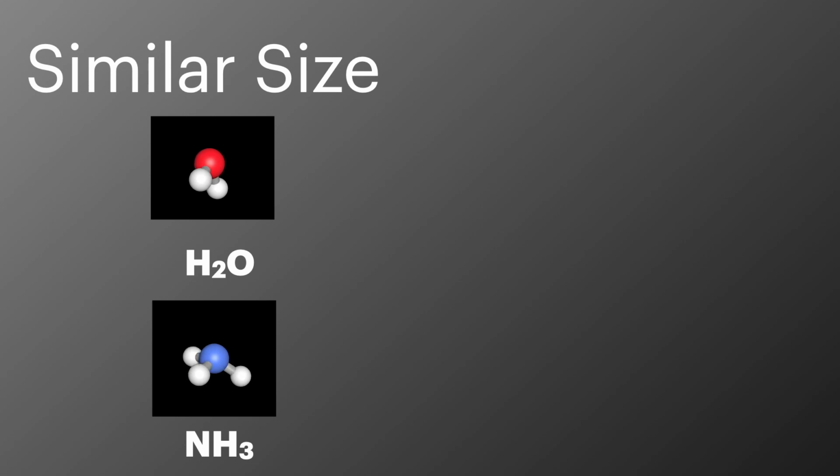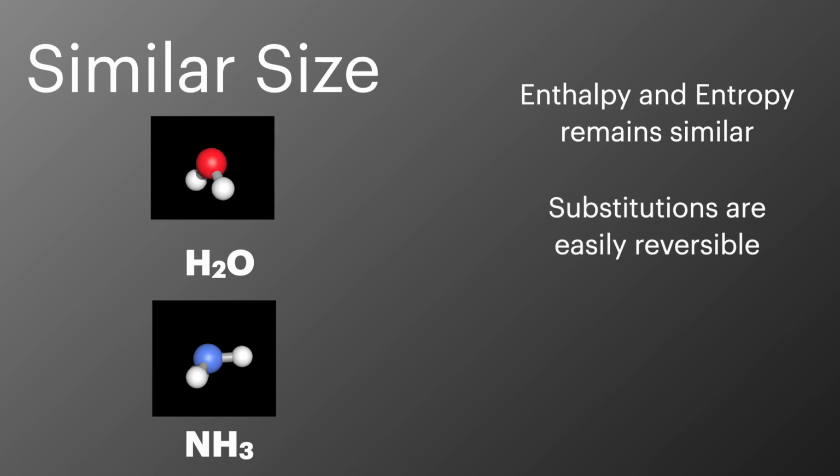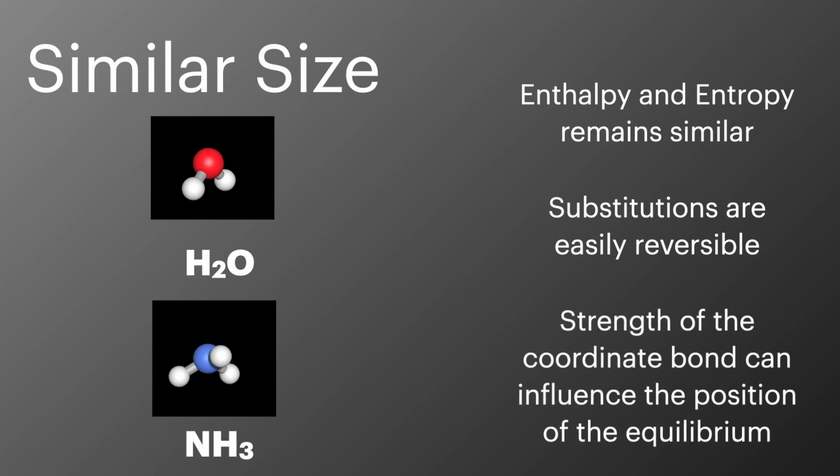We can look at another situation where ligands are swapped for a ligand of a similar size. In this case, water and ammonia are very similar sized monodentate ligands. When this ligand substitution reaction takes place, there's very little change in the enthalpy or the entropy between the reactants and the products. This means that the substitution reactions are easily reversible, and neither the products or the reactants are particularly more stable than each other. However, the equilibrium between them can be influenced by the strength of the coordinate bond that they form between the metal ions.